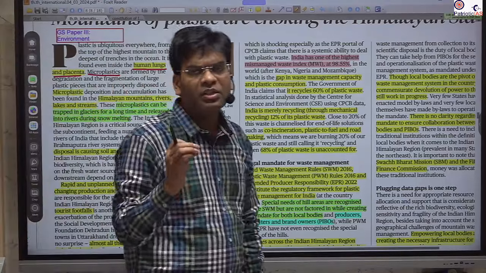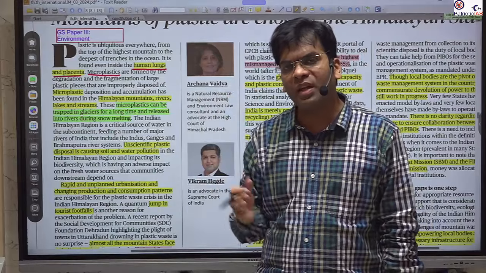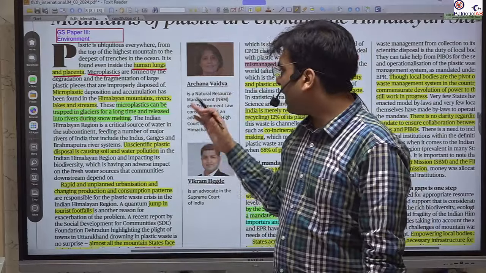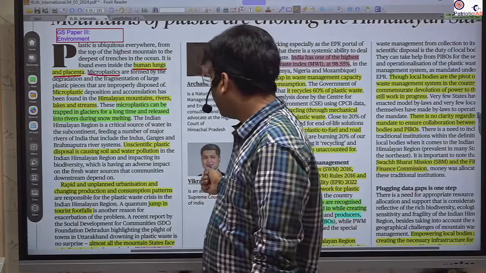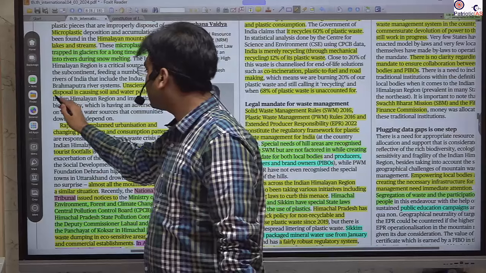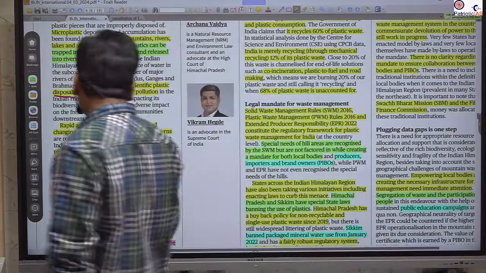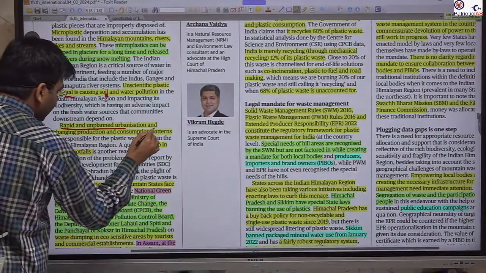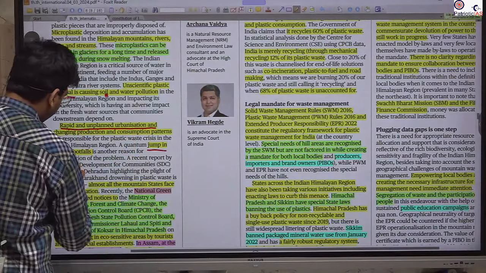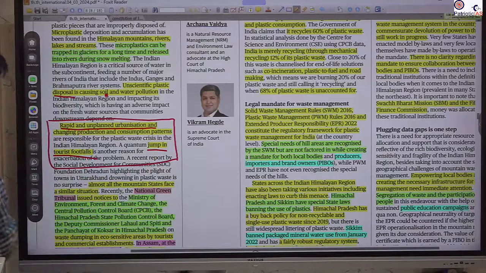They can be found everywhere, from the glacier to the river, to the mountain, to the forest, everywhere. And this is due to what? What is the reason? The unscientific plastic disposal. This is causing soil and water pollution. Besides that, the rapid and unplanned urbanization and the jump in tourist footfall. This is particularly with respect to this Himalayan region.